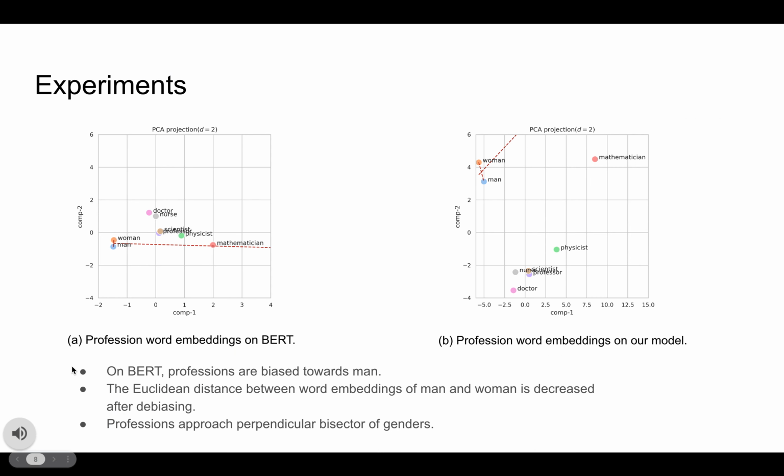After completing our second phase of training, we compare the word embeddings of the original model and our model. It can be seen here that many professions are closer to man in the original model. Since the Euclidean distance between word embeddings of man and woman is decreased after debiasing, professions have almost the same distance to each gender for our model.